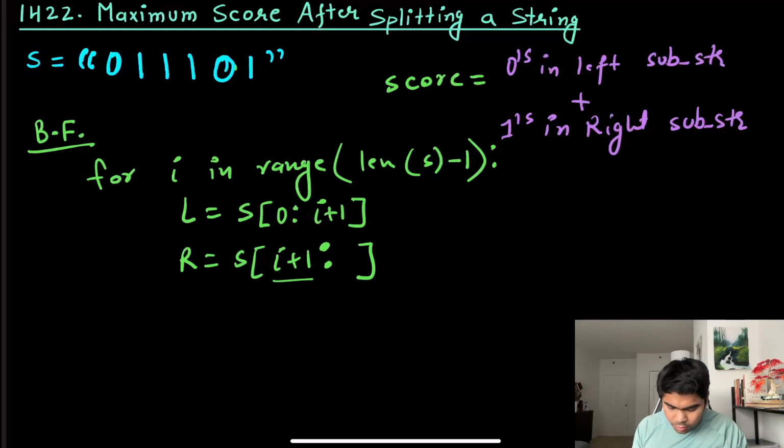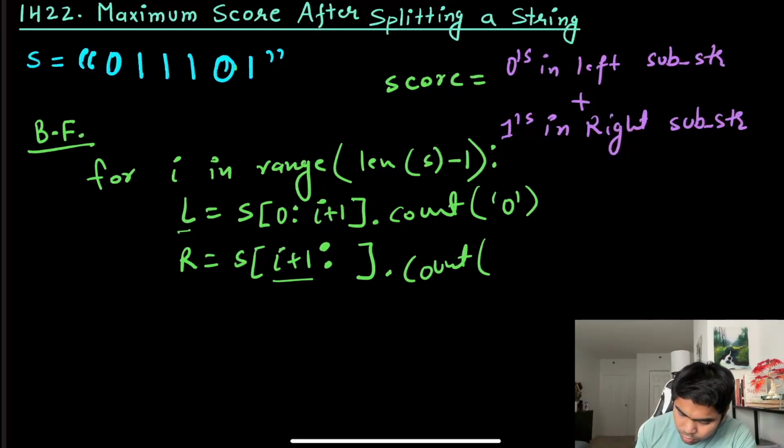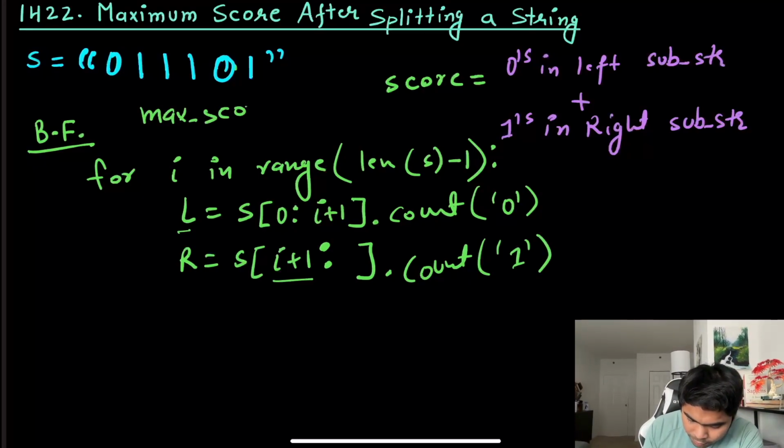Okay, so what do we do now? I will count, although in different languages you can do this part differently. You can run a for loop on the left substring and then count the number of zeros, but in Python you can also simply count the number of ones and zeros just like that, and then you can maintain your max score variable.